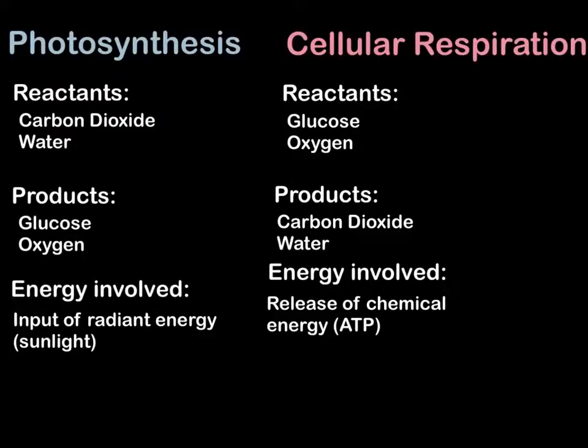So as we're looking at photosynthesis, we can see that the reactants are carbon dioxide and water, the products are glucose and oxygen, and the energy involved is the input of radiant energy, which is sunlight. So on the cellular respiration side of things, we can see that the reactants are glucose and oxygen, the products are carbon dioxide and water, and the energy involved is the release of chemical energy.